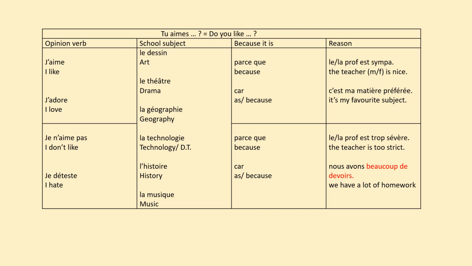Okay, so you're really opening up your mouth to do the beaucoup. Okay, it's a really wide-mouthed oo sound for that. Okay, and devoir sounds like it's got a W in there for the wa sound. Okay. Très bien, year 7.